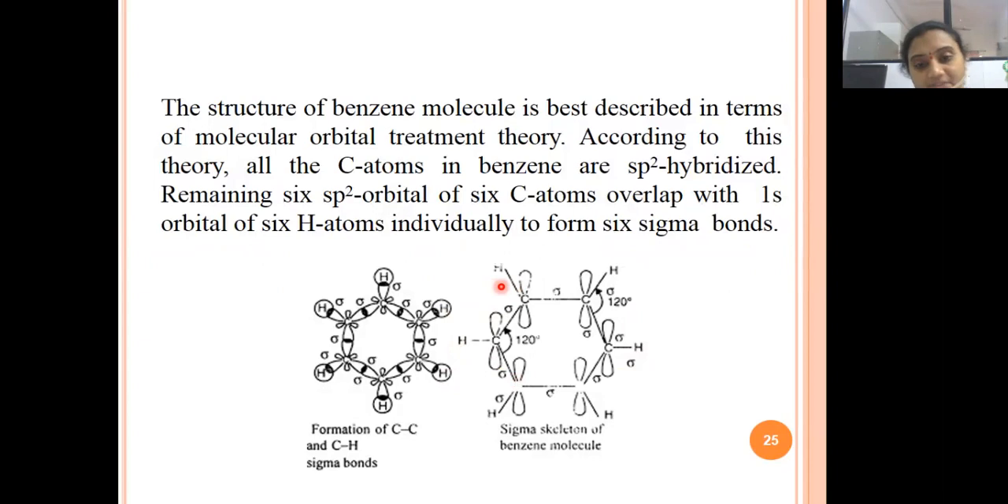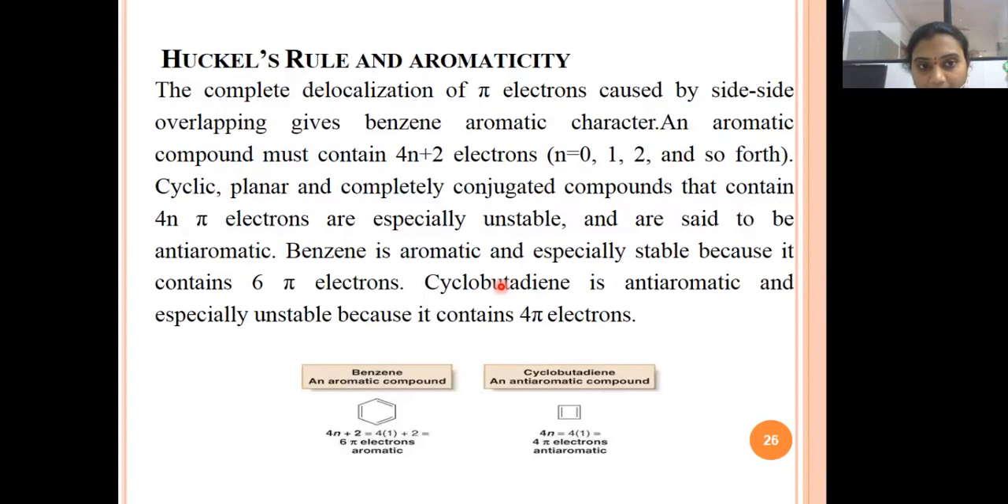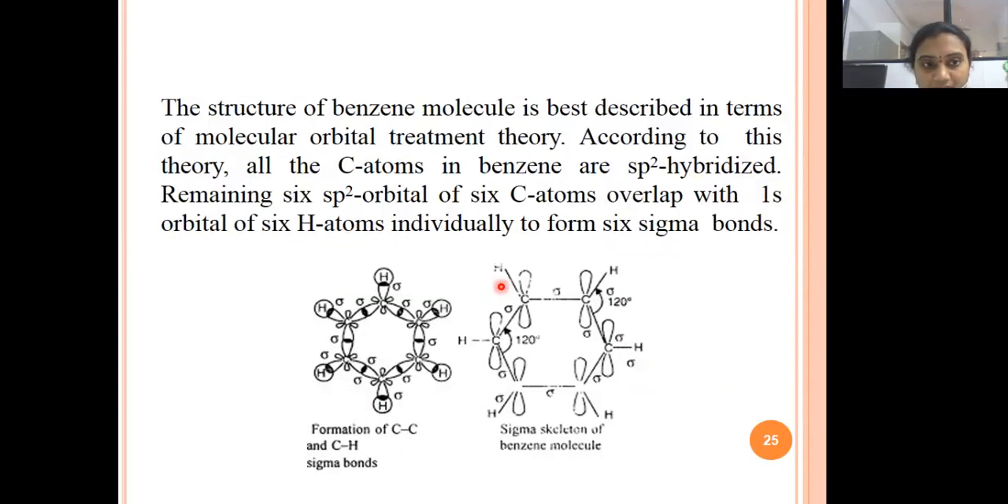All carbons and hydrogens are lying in the same plane. One half of the p orbitals is above the plane and the other half is below the plane. The unhybridized p orbitals containing electrons form the pi bonds. So up to this, these are the various evidences for the derivation of the structure of benzene: synthetical, historical, and the molecular orbital picture of the benzene ring.